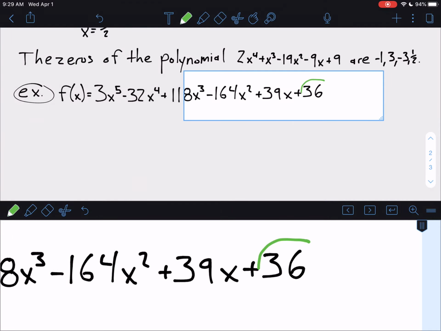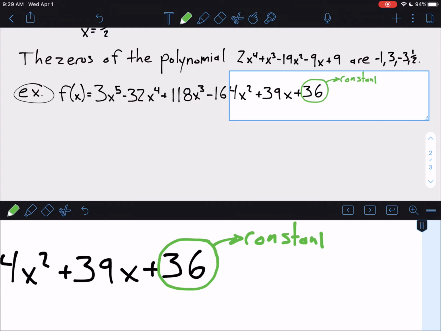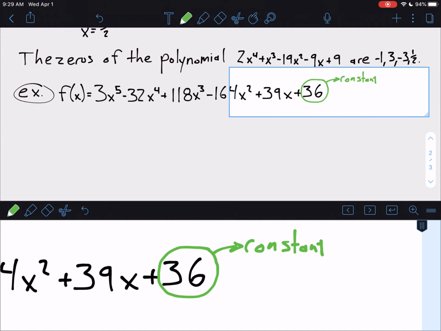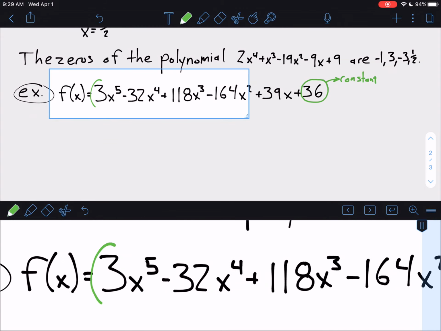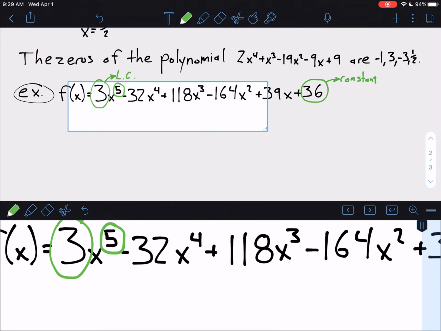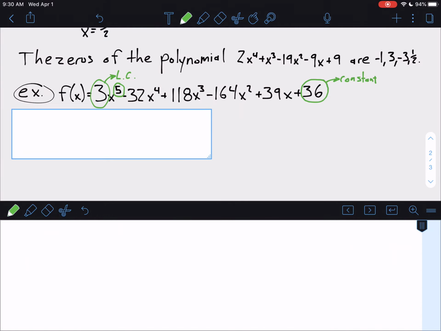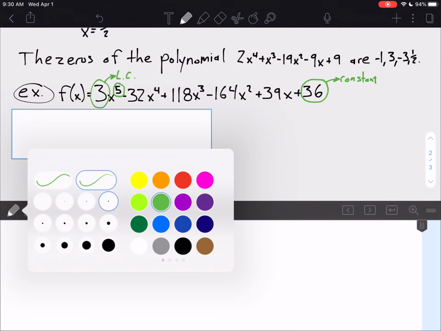All right, so that 36, that's my constant. First thing I want to do is mark the constant and the lead coefficient. Constant. And then the 3 out front, that's my lead coefficient. And because of that 5 next to the lead coefficient, I know I'm looking for 5 zeros. There are 5 solutions. This is x to the 5th, so there are 5 solutions to this polynomial.